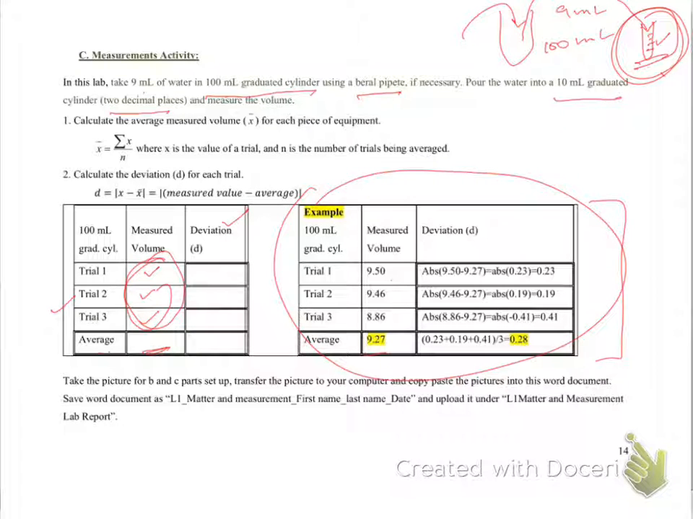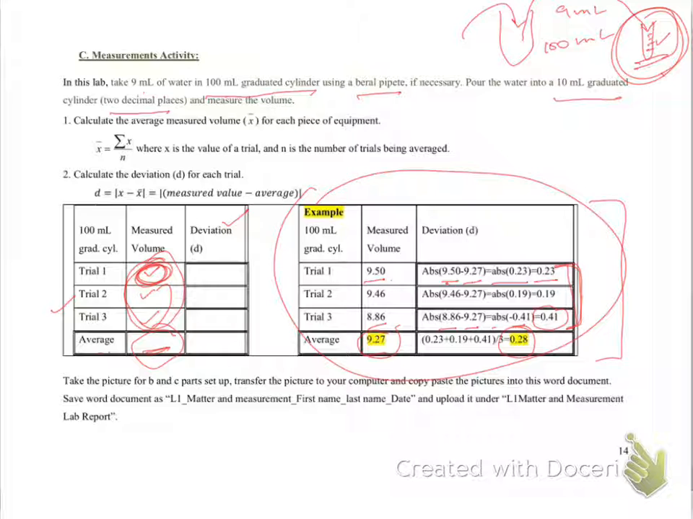Then you're going to calculate the deviation. How do you calculate the deviation? Deviation is your measured value, which is here, minus the average. So if you look here, and this is an absolute value. So absolute means whether your answer is negative or positive, the final will be positive. So this is my measured value, 9.50 minus average. 9.50 minus 9.27 is 0.23, and the absolute of 0.23 is 0.23. So you're going to do these trials. So look here, 8.86 minus 9.27. This is a negative number, but since it's the absolute, it's going to be positive. And then you take the average of these deviations and that goes here.